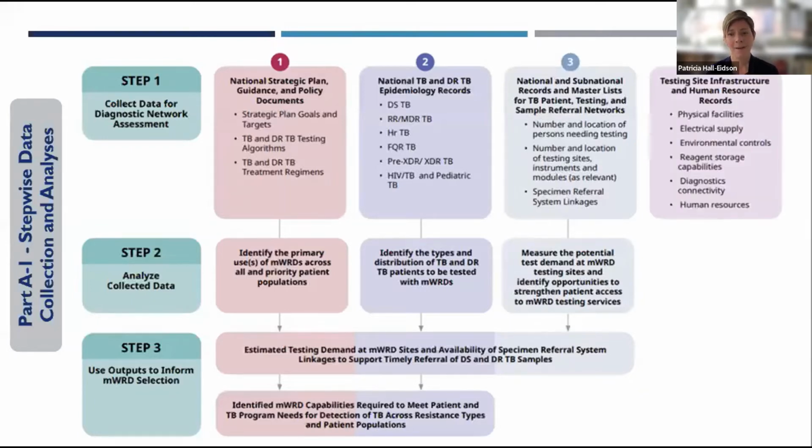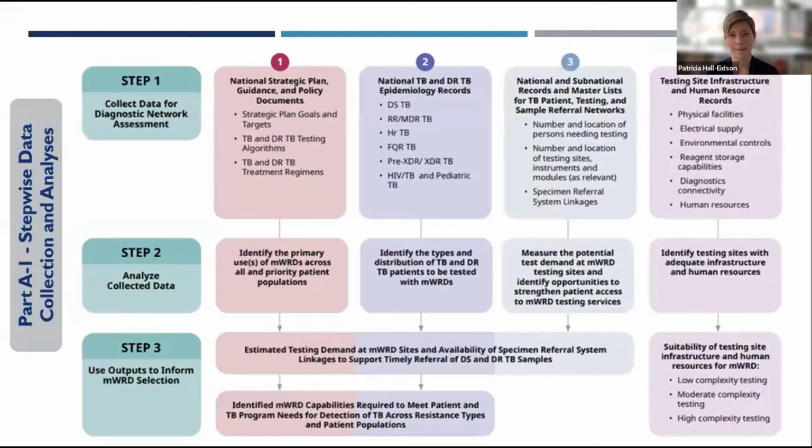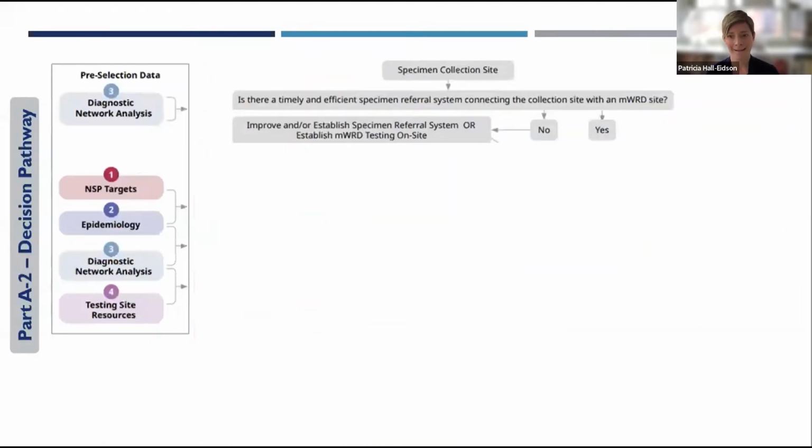And lastly, there are testing site resource data to be collected and analyzed to identify both the capabilities and resources at each existing or potential testing site that would be required to support low, moderate, or high complexity testing according to the new WHO technology classes and instrument specifications. These data may be combined with workload or other data to inform practical considerations for test selection and implementation. Okay, so this is all part 1A1, right? This is the data collection and analysis. And once completed, these data analyses are then used to inform each step of a multi-step decision pathway, which we will walk through now for identification of the suitable mWRDs.